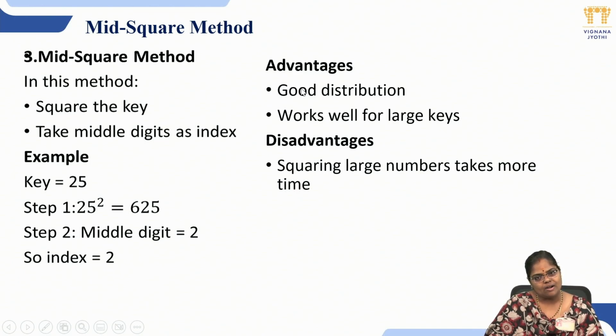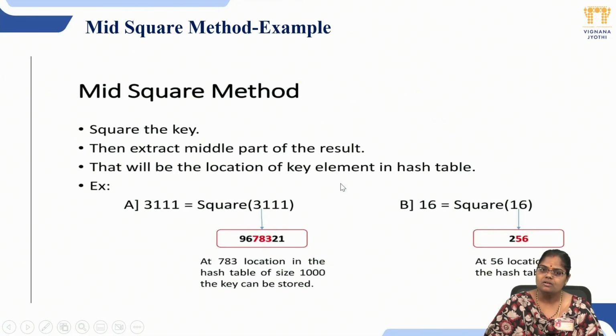Now if we look at the advantages of this mid-square method, it gives a good distribution when compared to the previous two methods. It works well for large keys, but the disadvantage is we are doing a squaring operation, and squaring of a large number will take more time when compared to the previous methods.